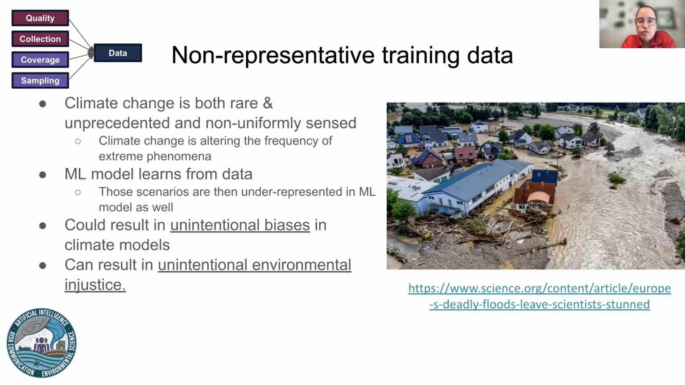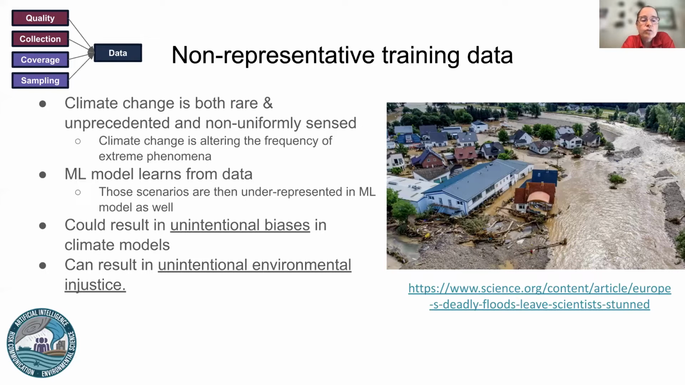Along the lines of non-representative training data, climate change is both rare and unprecedented and very non-uniformly sensed. It's altering the underlying frequency of the phenomena we're looking at. Things that used to happen 1 in 1,000 years are now happening 1 in 100 or 1 in 50. And if you have historical data that you're looking at and you're trying to learn to estimate your probabilities and be a reliable, trustworthy AI method, and you're testing on the past, you might not be correctly predicting things for the future. So many of these scenarios are underrepresented, and this could result in unintentional biases in our climate models.